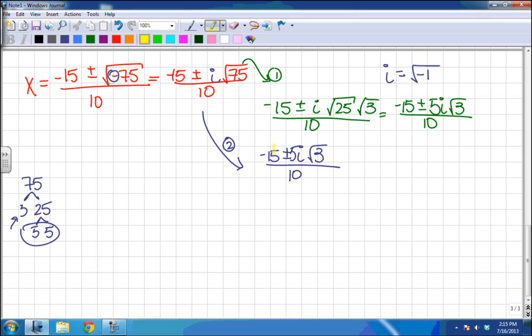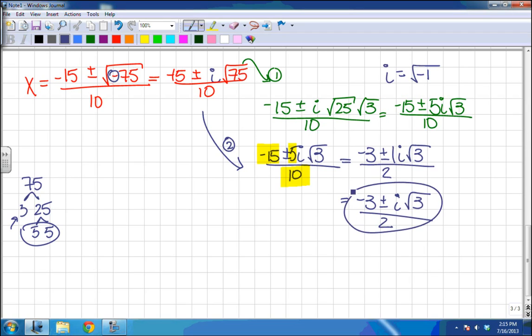Now I need to work on simplifying. Is there a number that goes into negative 15, 5, and 10? Hopefully you know that there's 5. So negative 15 divided by 5 is negative 3. 5 divided by 5 is 1, so you can write the 1, or you can just leave it as an i. And then 10 divided by 5 is 2. So either way of writing it is correct. You're probably going to see it written without the 1. But if you put the 1, you are not incorrect. You just need to recognize that it's implied.